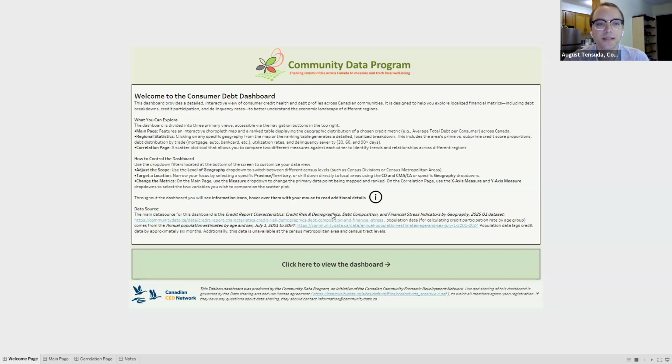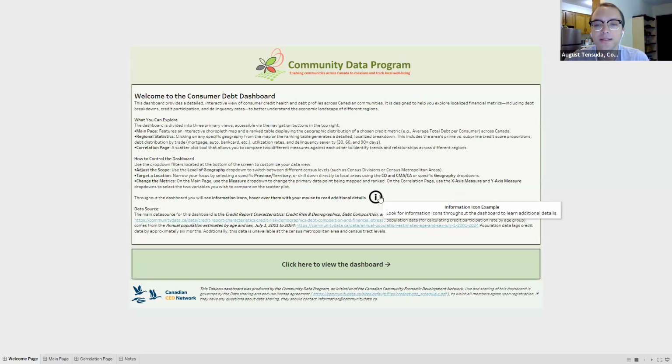But the first line just reads, "This dashboard provides a detailed interactive view of consumer credit health and debt profiles across Canadian communities. It's designed to help you explore localized financial metrics, including debt breakdowns, credit participation, and delinquency rates to better understand the economic landscape of different regions."